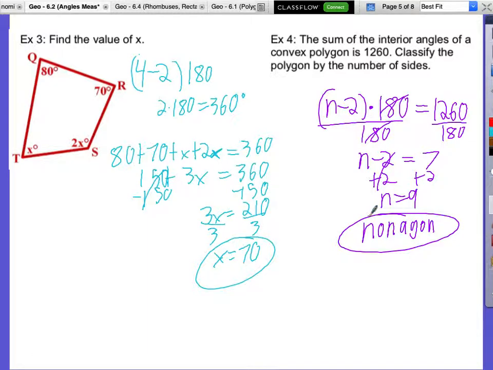I'll consider making a word bank for our names of polygons, like the nonagon and stuff. I'll consider that. Yeah, I think you should tell me this is a good idea.